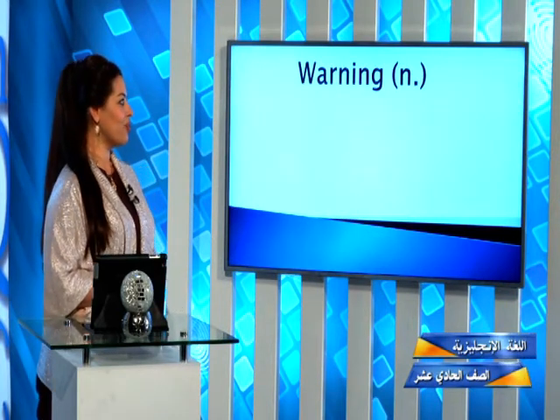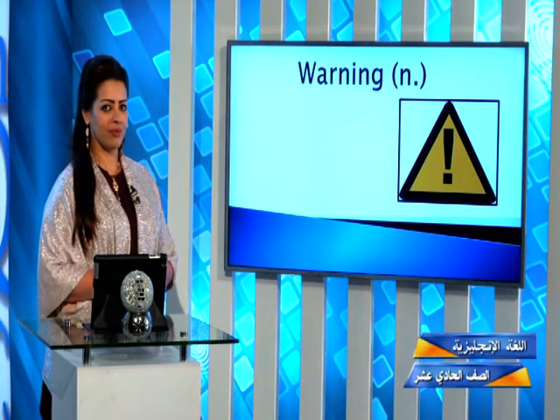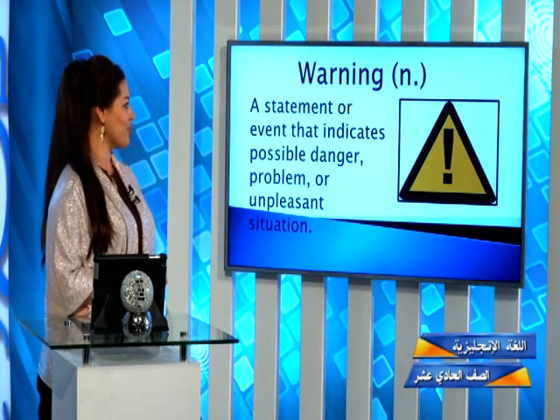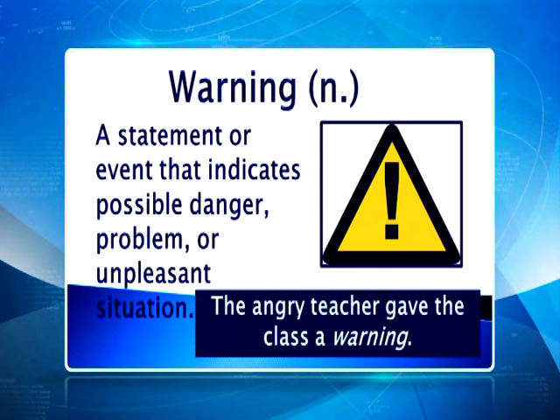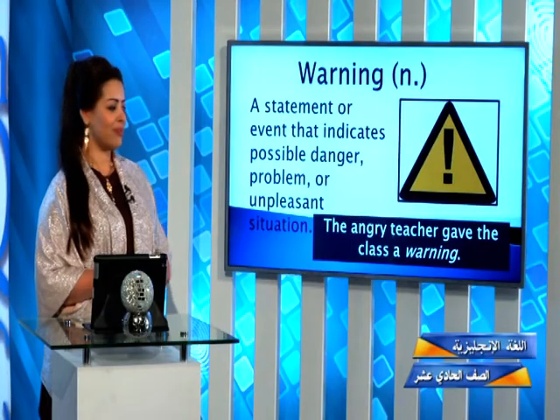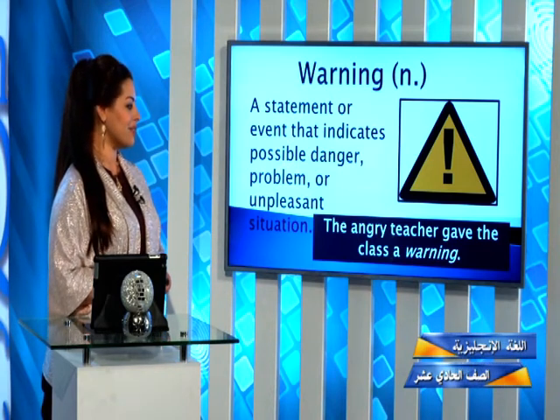Let's move on. Warning. Warning here is a noun. It's not a verb, okay? It's a statement or event that indicates possible danger, problem, or unpleasant situation. When we use it in a sentence, make sure not to write it as a verb, because over here you have taken it as a noun. The angry teacher gave the class a warning. It's not I'm warning her as a verb. This is the way to use it as a noun. The angry teacher gave the class a warning.